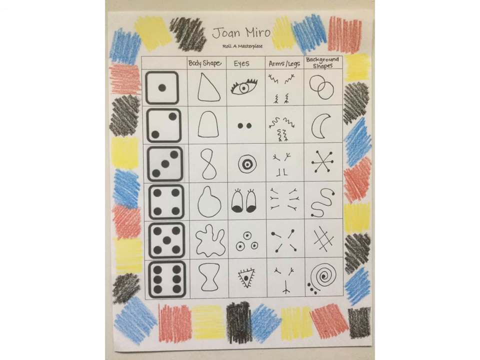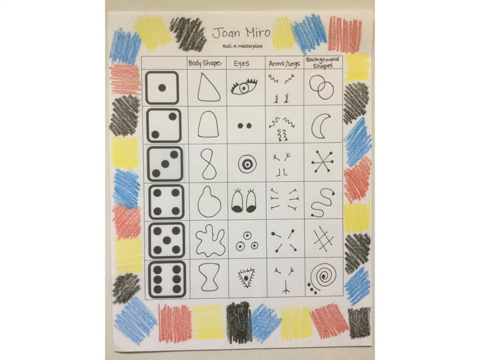Go ahead and do that, and then you're going to do the same for the eyes and the arms and the legs. And then I would like for you to roll 2 times for the background shape, so you have 2 different shapes that you're using. You may put the eyes anywhere on your character, and we didn't put a mouth category, so you may draw any kind of mouth on your character that you want.